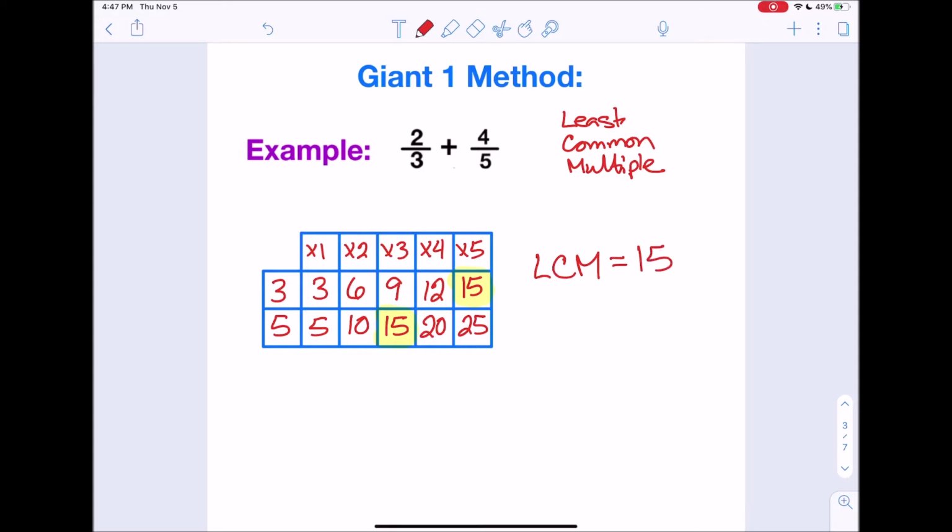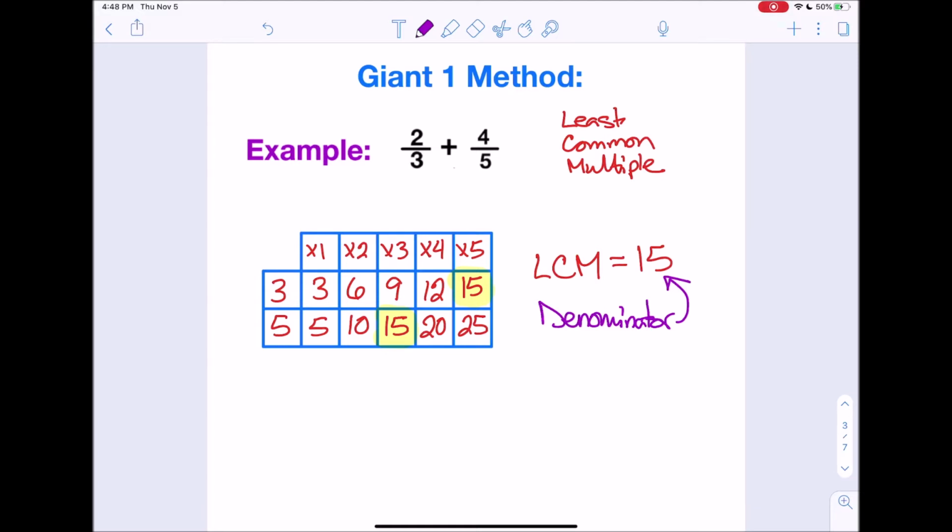And you might be thinking, well, why is that a big deal? That's a big deal because your least common multiple is going to be your denominator. So that means the denominator is going to be 15. Okay, so you want to find the least common multiple because that ends up being the denominator you need for both of these fractions in order to add them together.